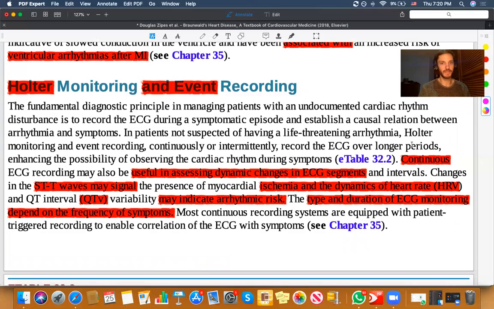What about Holter and event recording? It could be continuous EKG recording, which is useful in detecting dynamic changes in the ECG segments and intervals. Changes in the ST and T waves may signal ischemia, and the dynamics of heart rate variability and QT variability may indicate arrhythmic risk. The type and duration of ECG monitoring depend on the frequency of the symptoms.